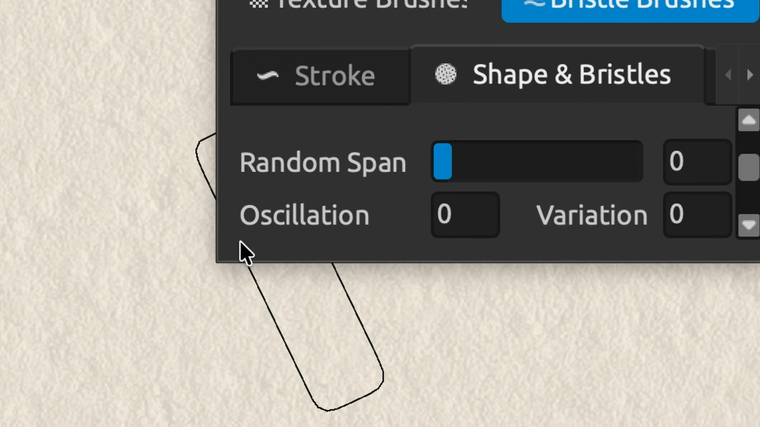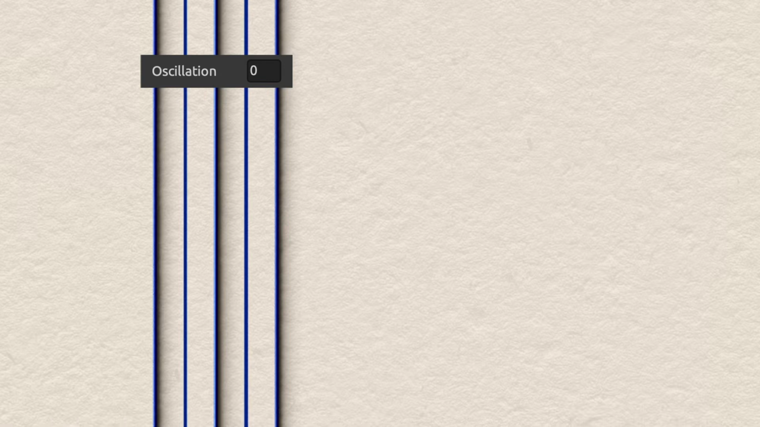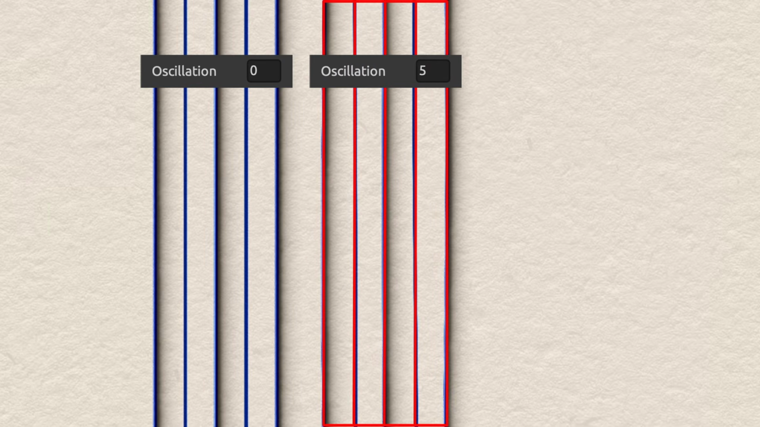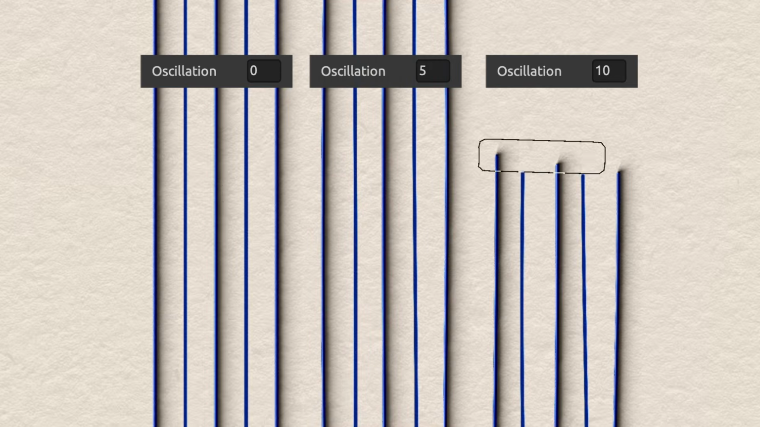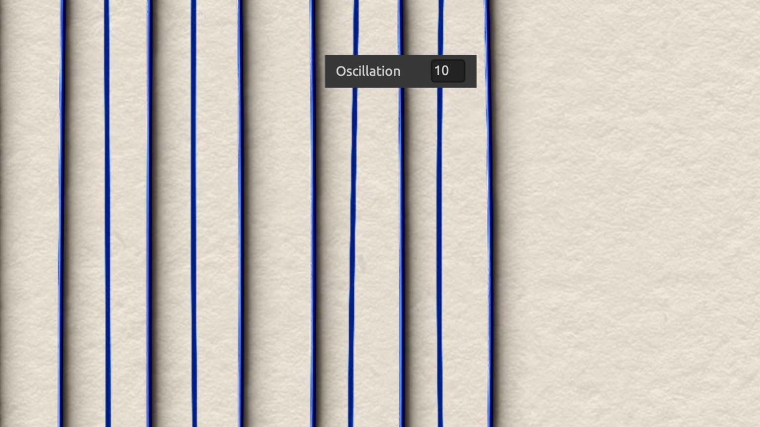Oscillation adds subtle vertical movement of these individual bristles in the stroke. At 0, bristles stay locked in place, so strokes can look stamped or mechanical. With oscillation, each bristle subtly rises and dips during the stroke. That movement creates micro variation in ridges and grooves over time.